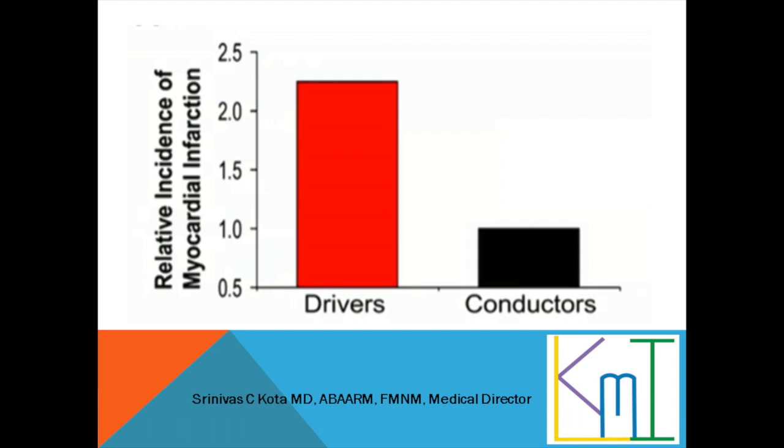When you look at the slide, which I'm going to put as a fourth slide, you could see that the relative incidence of heart attacks, which is myocardial infarction as it says on the slide, is actually more in the drivers than in the conductors. So the conclusion was that increased physical activity was protective from heart attacks, and so physical activity was good, which is pretty clear.